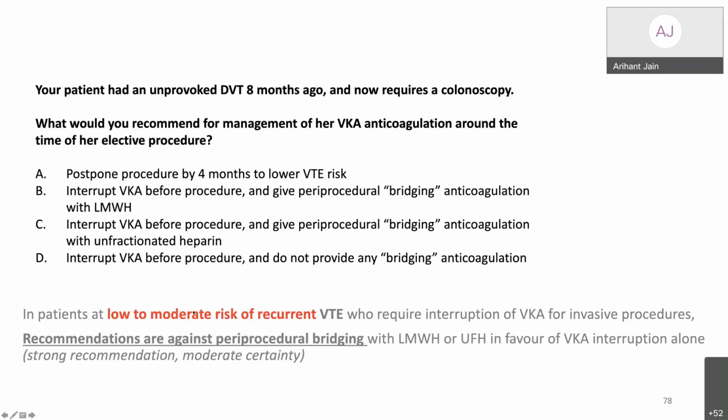So here there is a very low to moderate risk of recurrent VTE, so you don't need a bridging anticoagulation. Say if it would have been an APLA case, or an antithrombin 3 deficiency case, or any case which has a very high risk of thrombosis, in those cases you would have required bridging. In such cases, when there is a very low risk, you need not do peri-procedural bridging with LMWH.